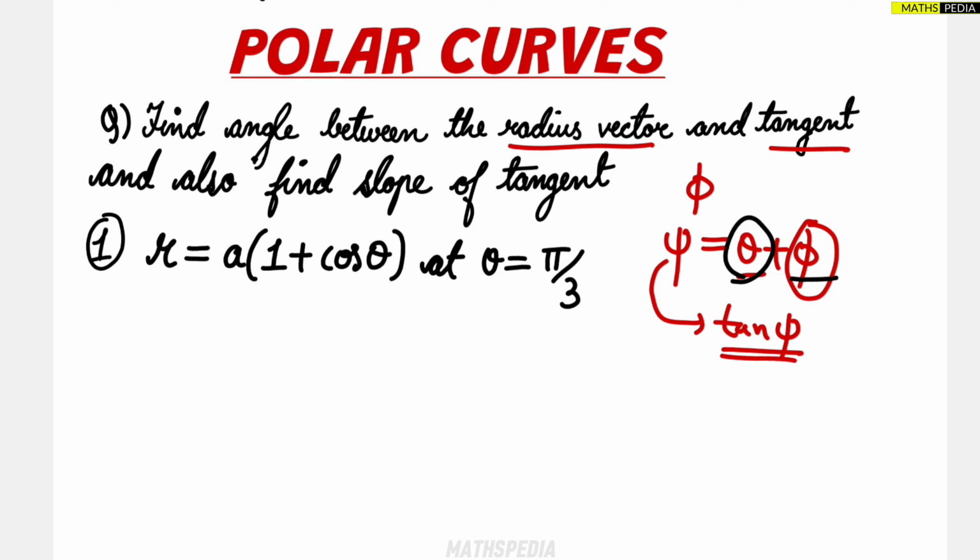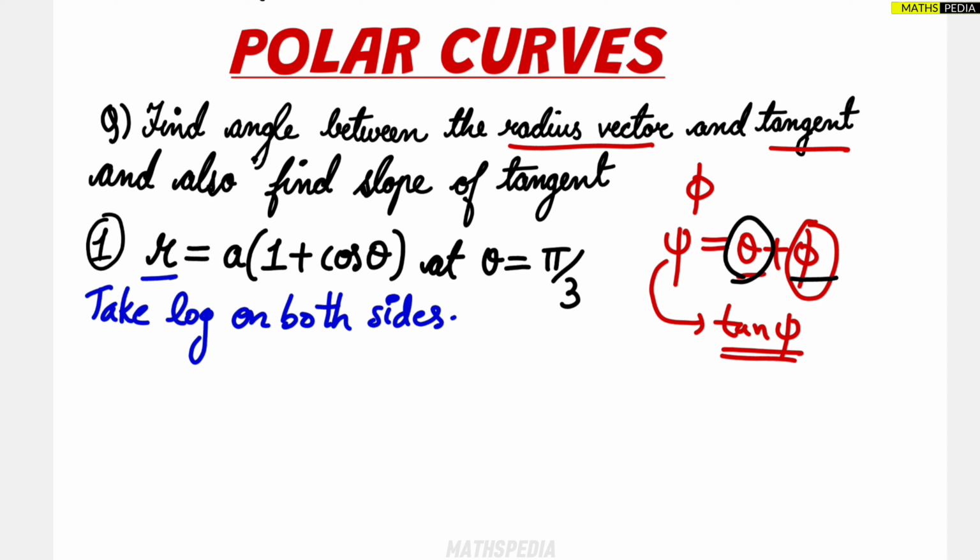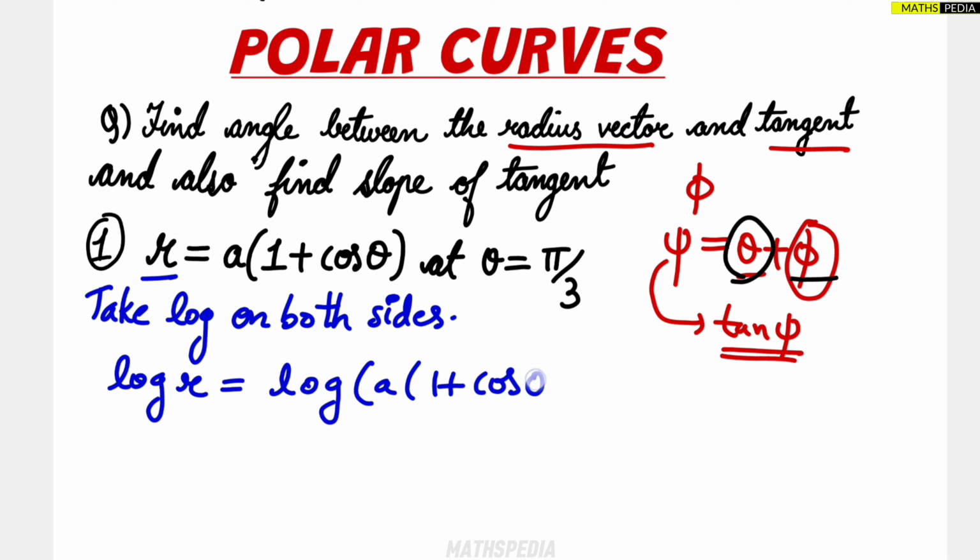How to find phi? See, we have solved problems previously, so let us discuss here also. First you have to take the log on both sides. Take log on both sides. So what will happen? Log R is equal to log of A into 1 plus cos theta.